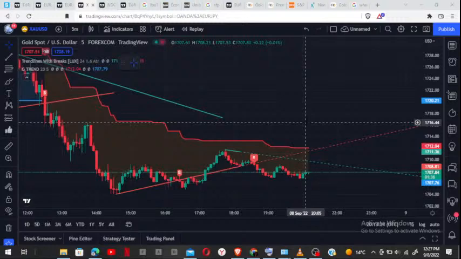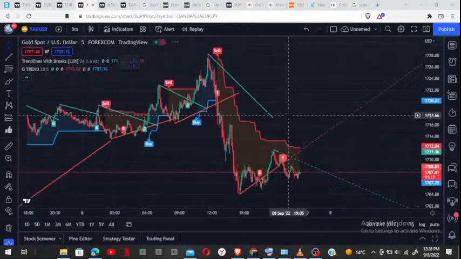So guys, I have come across a lot of indicators in my life, but so far so good. I have tried back testing this indicator, and so far so good. I can say this is one of the best indicators that I have ever come across. So let me just show you something.